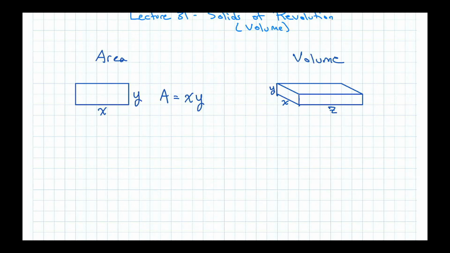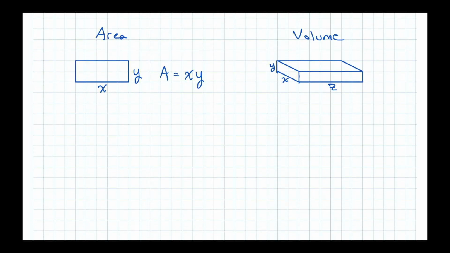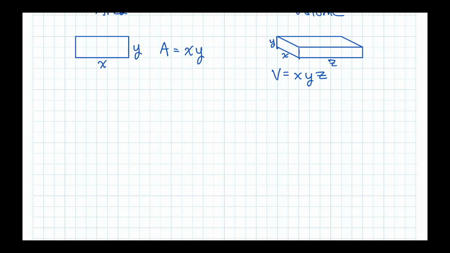And I bet that you know how to calculate the volume of this. You probably at some point learned that the volume of a rectangular box was X times Y times Z, right? Of course you know that. But another way to think about that is that the volume of this box is actually related to the area of the side of the box. So how is it related?